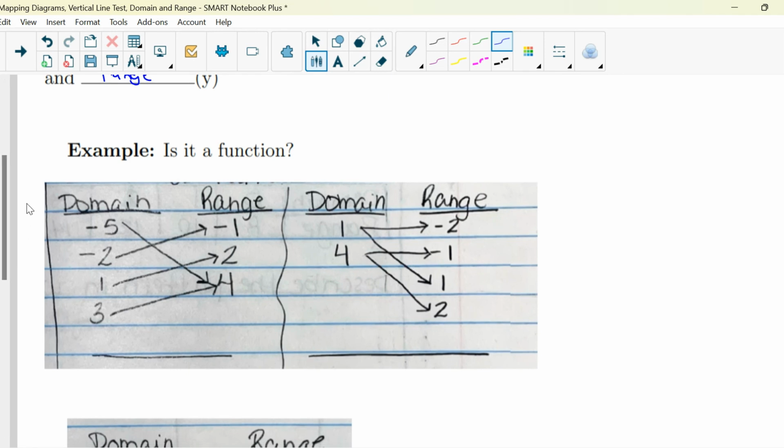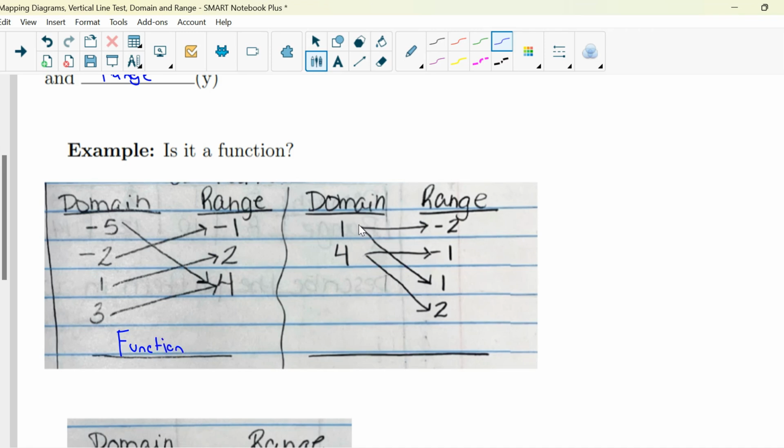So remember, in order for a relationship to be a function, each input, so each domain, has to have exactly one output. Okay, so what we're looking at, -5 will give you 4. If you input -2, it'll give you -1, 1 and 2, 3 and 4. So here's the deal. Every domain can share the same range, but a domain can't have multiple ranges. So our first example here is a function.